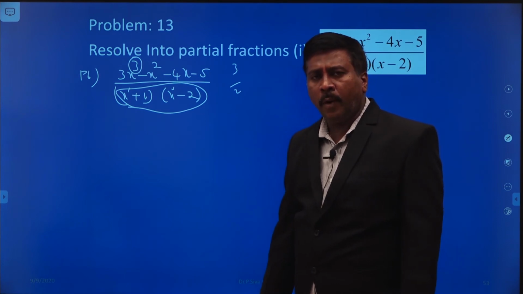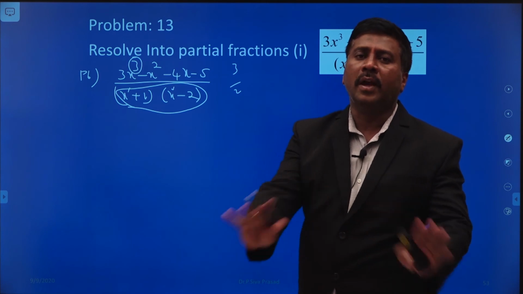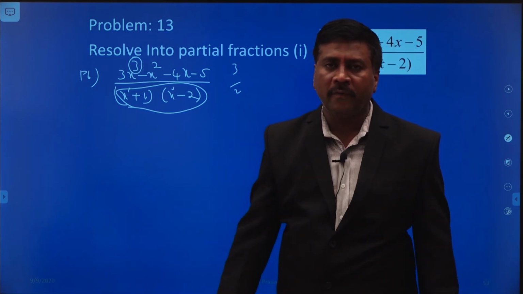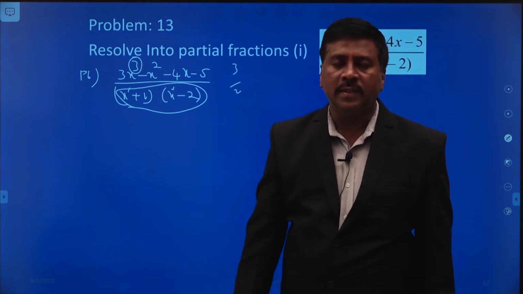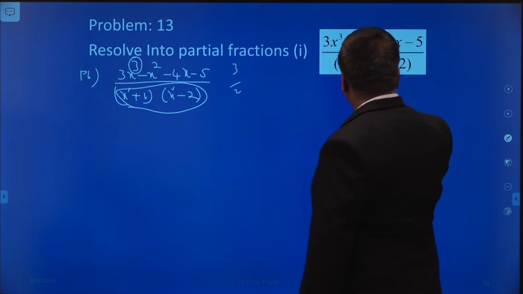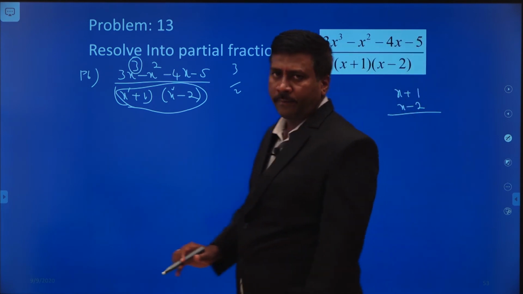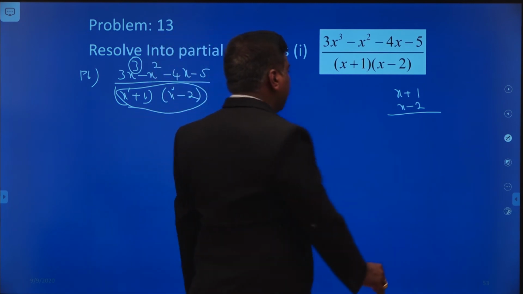So, if an improper fraction is given, then you have to make it a proper fraction first, by using the synthetic method. Please see this. We just have to multiply. So that is x plus 1 into x minus 2. This is the simple way. x plus 1 into x minus 2.